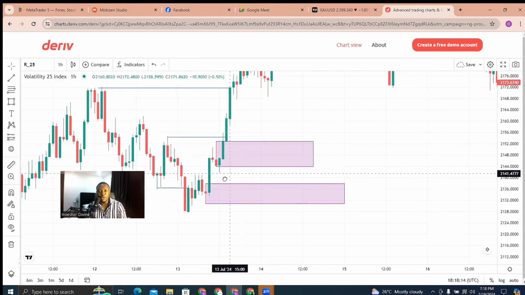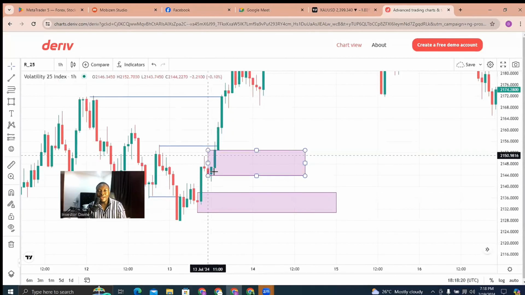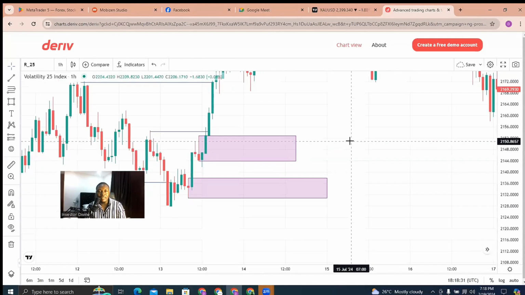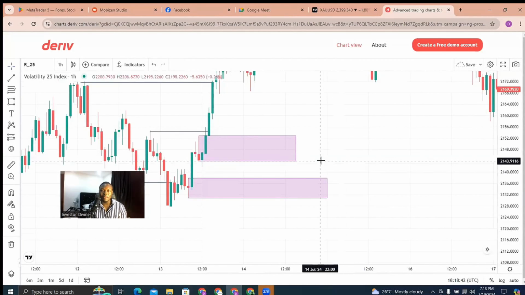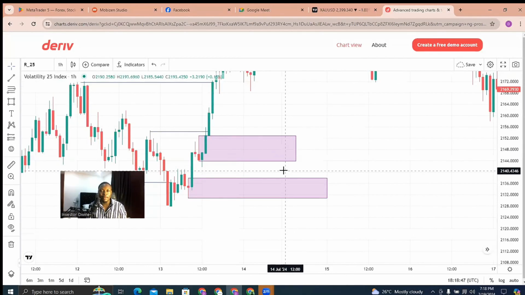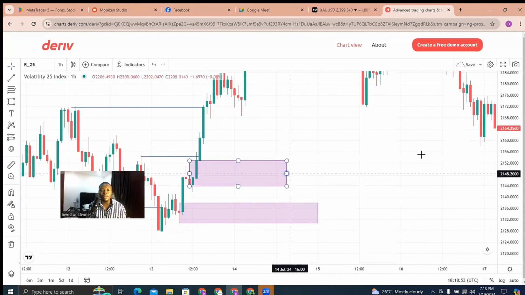Let me add this before I end this class. Any low the market creates before breaking structure is a potential area for inducement. And what is inducement? That English looks big, ambiguous. Inducement simply means what brings you into the market. Inducement tricks you to enter the market. That's the word. It tricks you to enter the market.